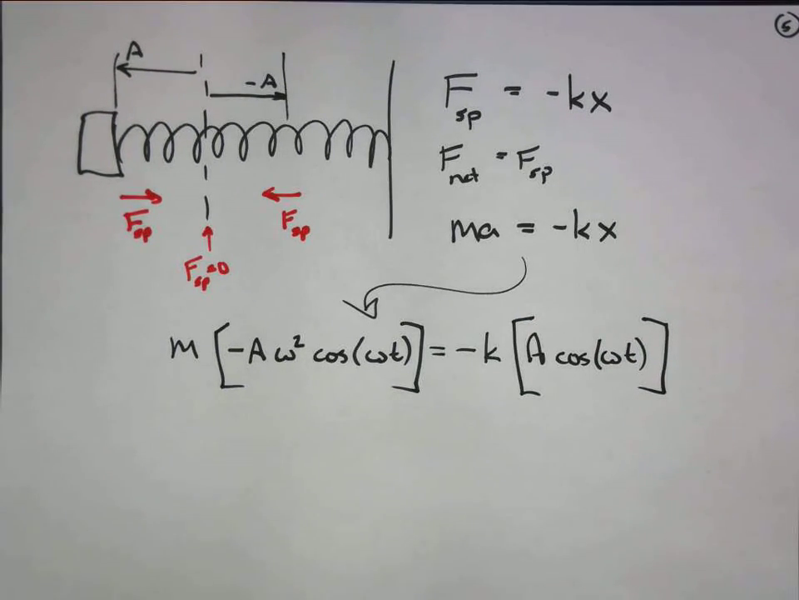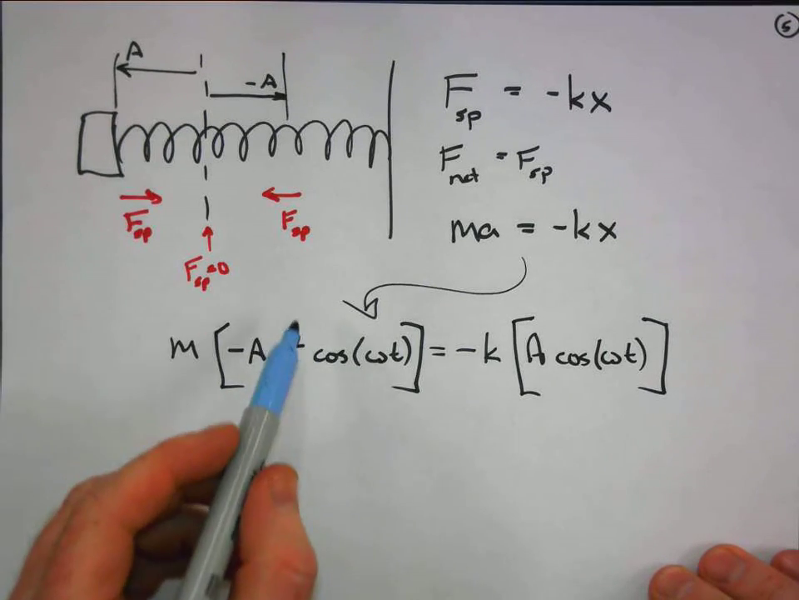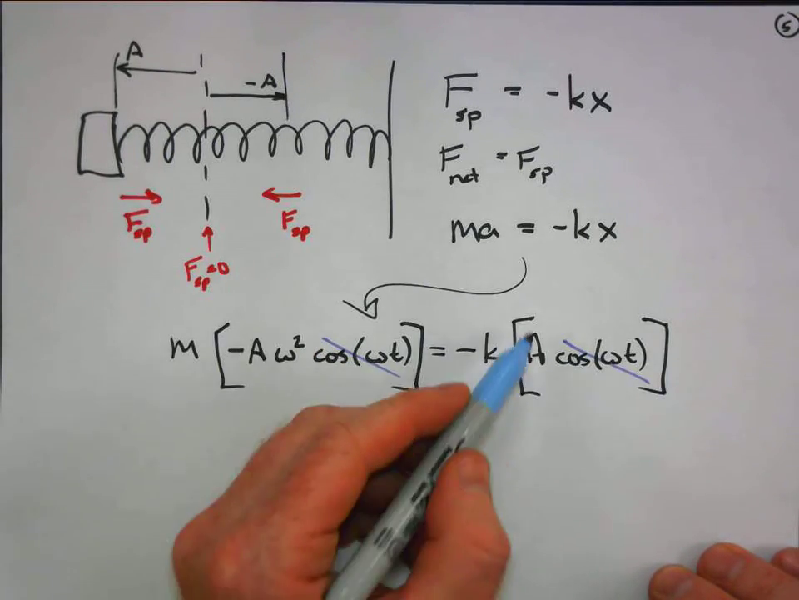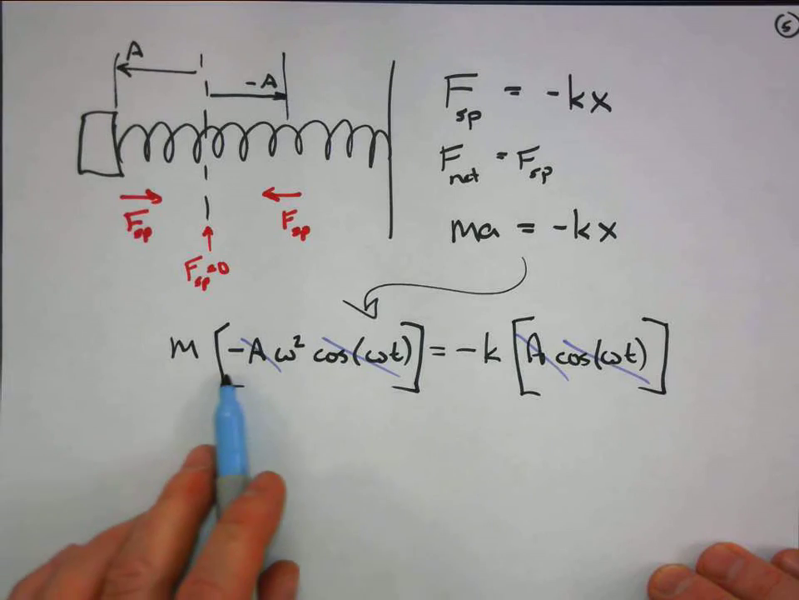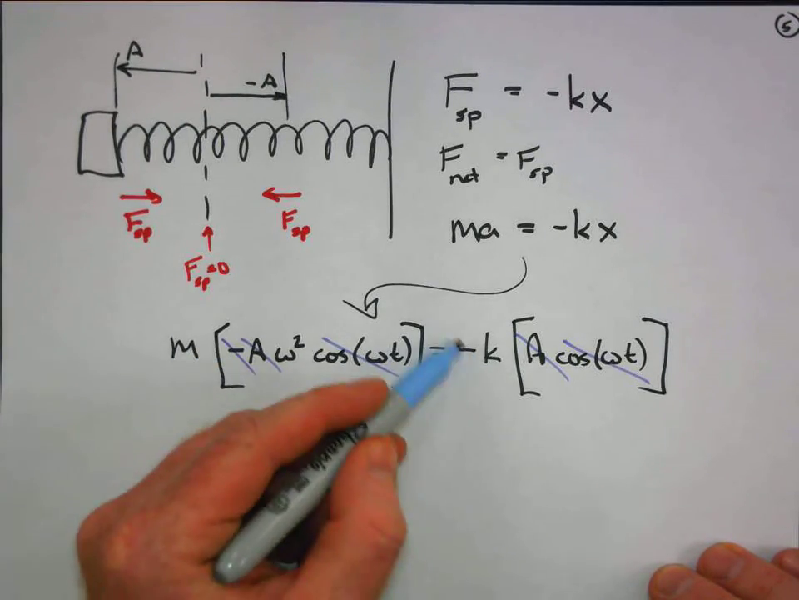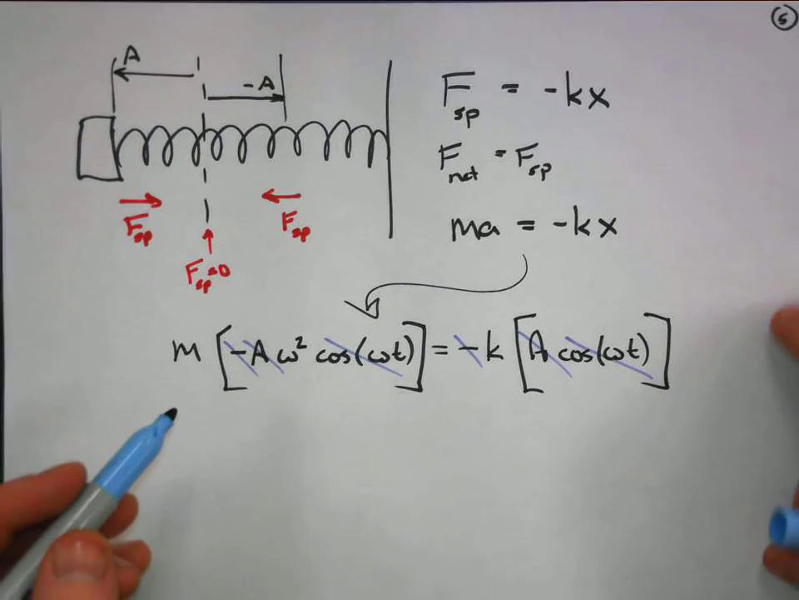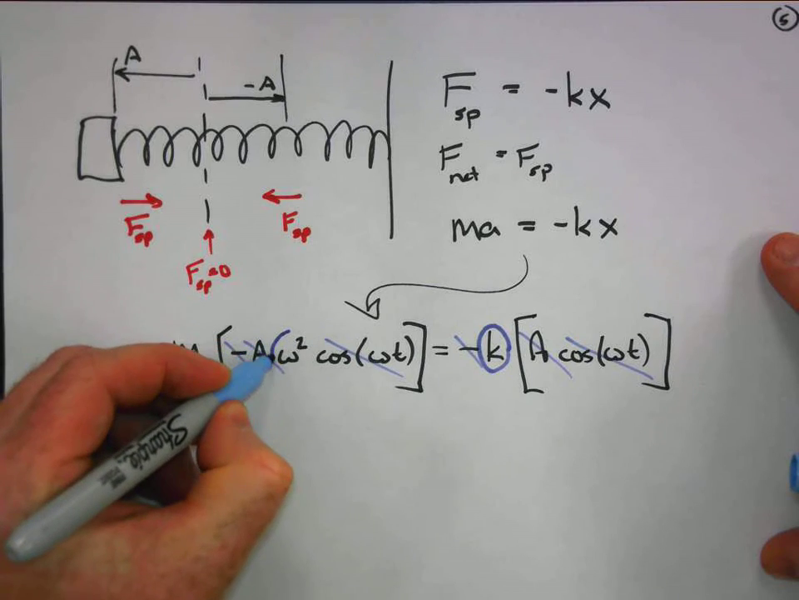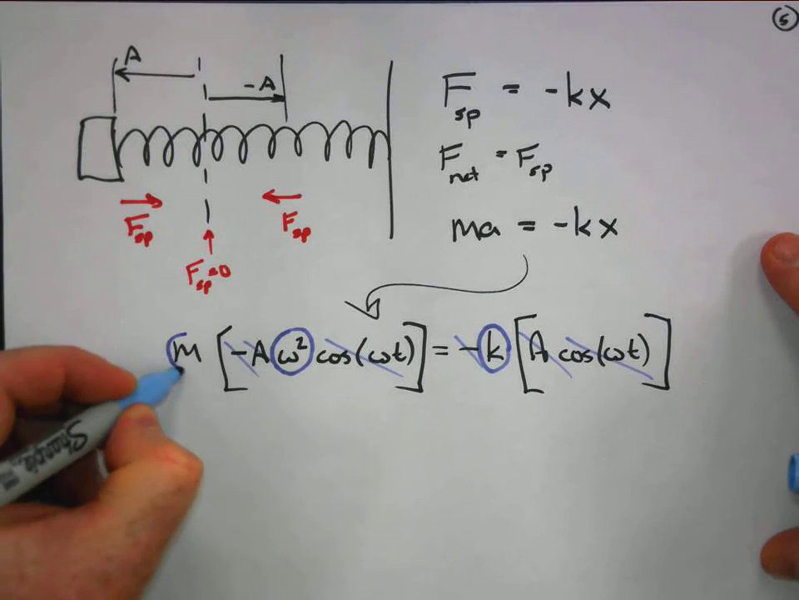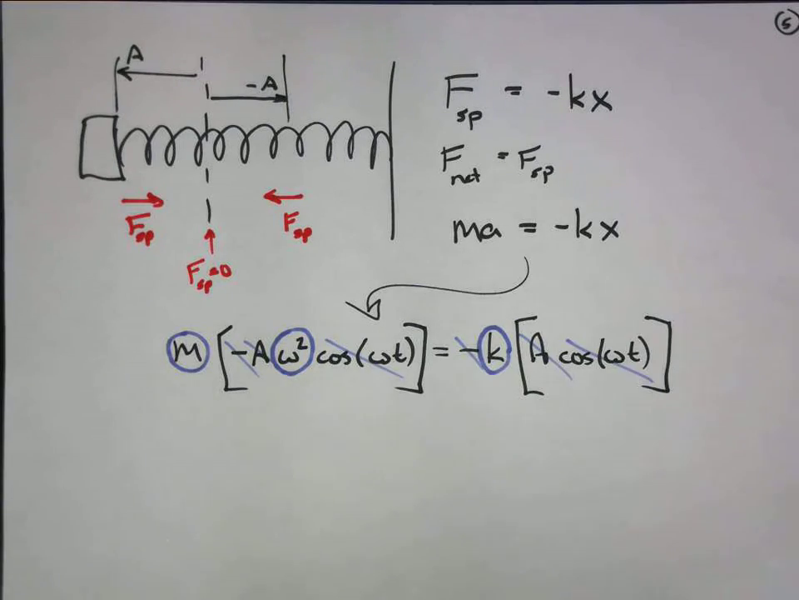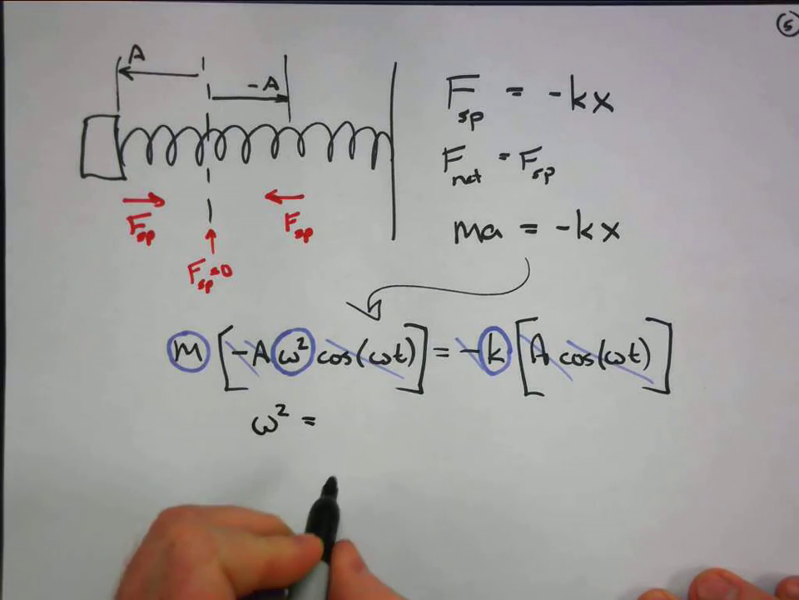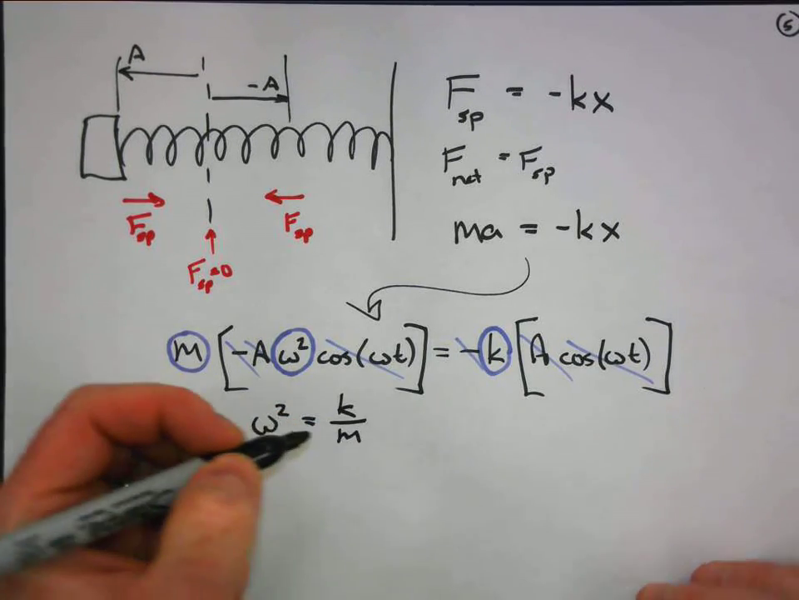All right, cool. We're definitely getting somewhere with this. I can see I got a bunch of stuff canceling out. Watch this. Cosine of angular frequency times time is on both sides. It goes away. Amplitude is on both sides. It goes away. There's a negative sign on both sides. Negative sign goes away. And what am I left with? I'm left with spring constant, I'm left with angular frequency squared, and I'm left with mass. So this is going to be k divided by m.